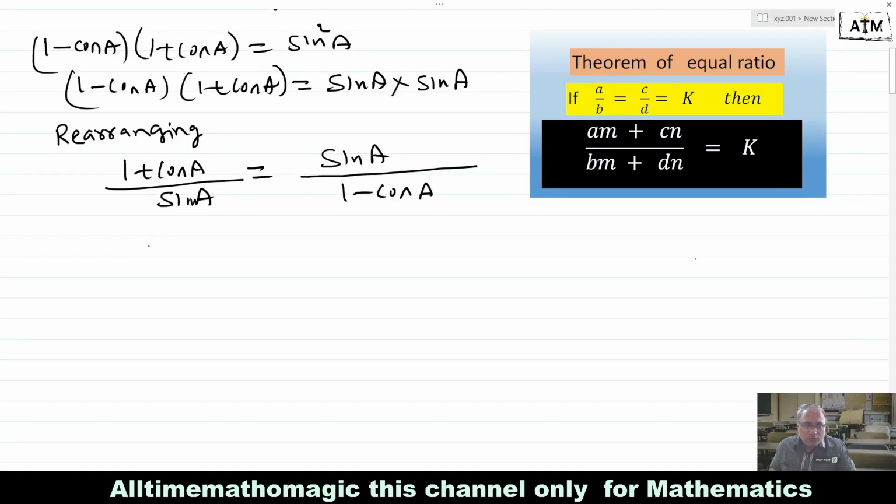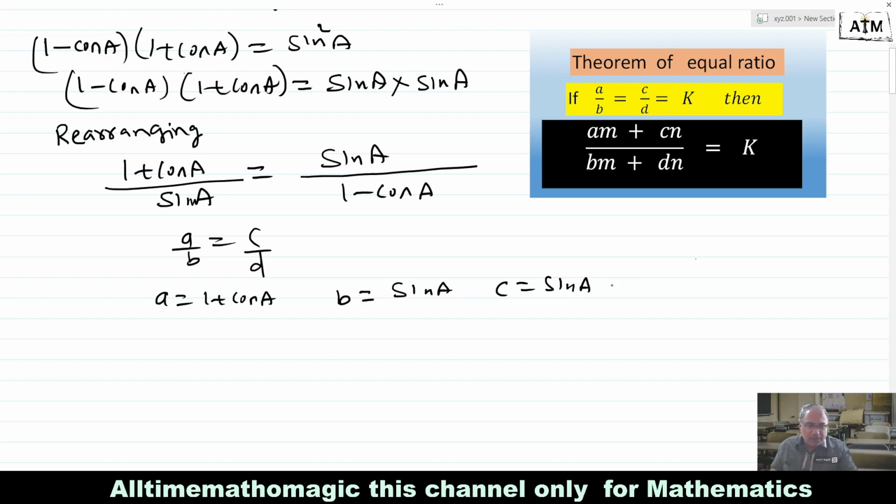Now, comparing this problem with A upon B equals C upon D, where A equals 1 plus cos A and B equals sin A, C equals sin A and D equals 1 minus cos A. This is A, this is B, this is C, and this is D.